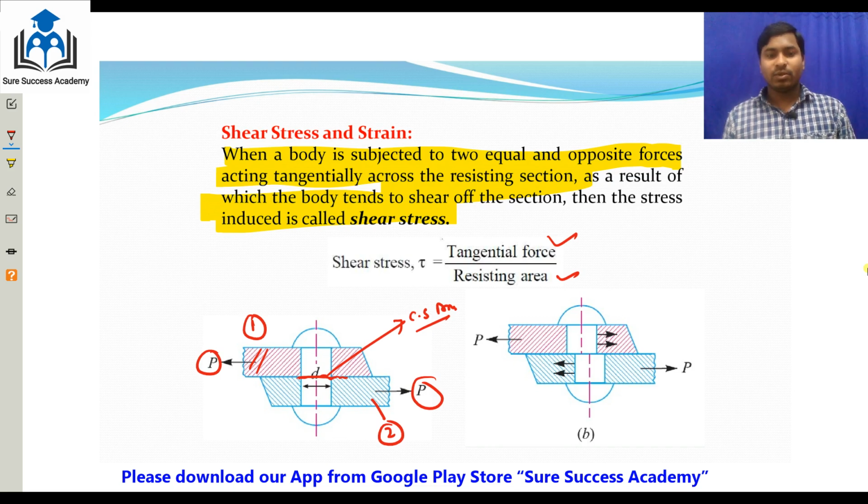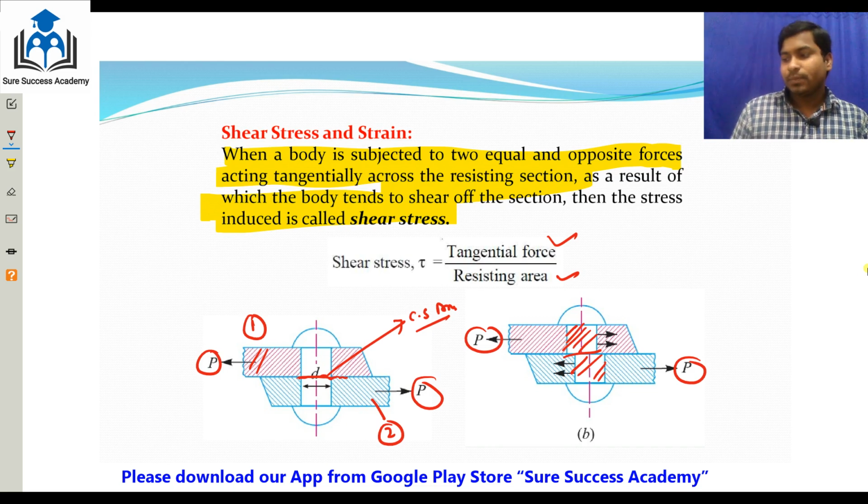In this scenario, if you apply the load here, the rivet will shear off into two pieces. The stress developed is called the resisting stress. Due to shear resistance, the rivet will be two pieces. It will become a single shear or double shear depending upon the type of rivet joint.